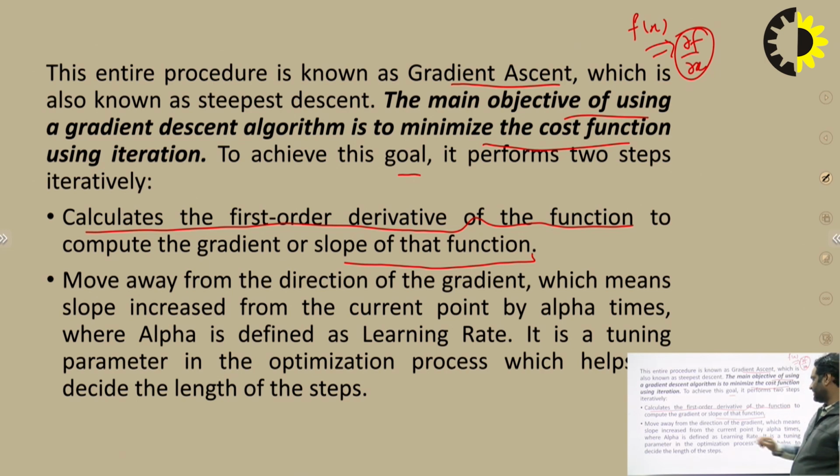Second, move away from the direction of the gradient, which means the slope increases from the current point by alpha times, where alpha is defined as the learning rate. It is a tuning parameter in the optimization process, which has to decide the length of the step.